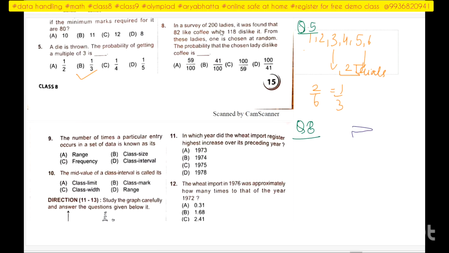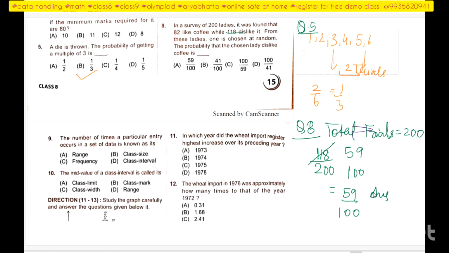Question number 8. In a survey, 200 ladies, right? We have a total outcome of how much? 200. Total trials or total events will be 200. Now they are saying that it was found 82 like and 118 dislike coffee. From these ladies one is chosen at random. The probability that the chosen lady dislikes coffee, beta, will be 118 upon 200. So just cut it, 2 times 59 upon 200, so it will be 59 upon 100. Okay, option C. Question number 9.